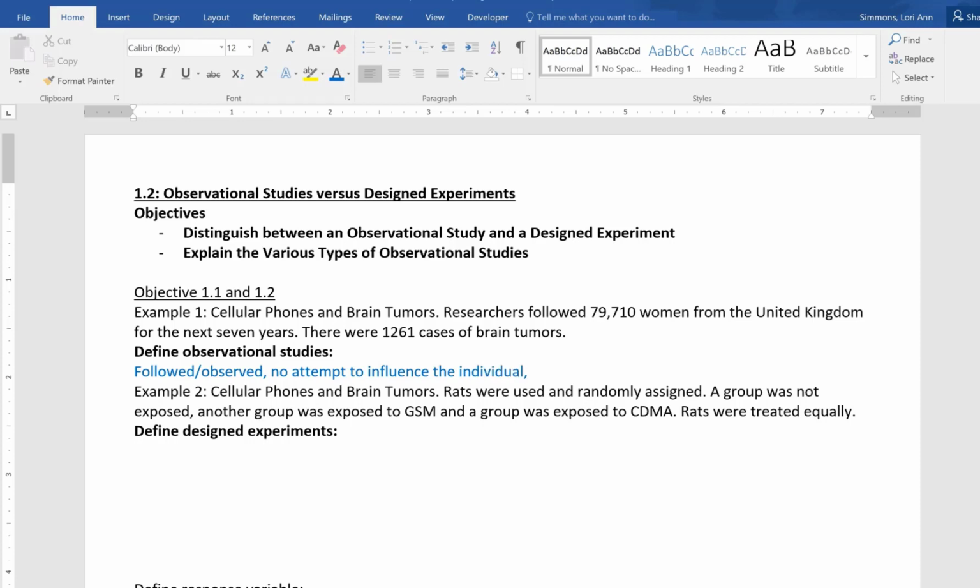With observation, you can never say cell phones caused brain tumors. You can only claim association. So you can say cellular phones are associated with brain tumors.